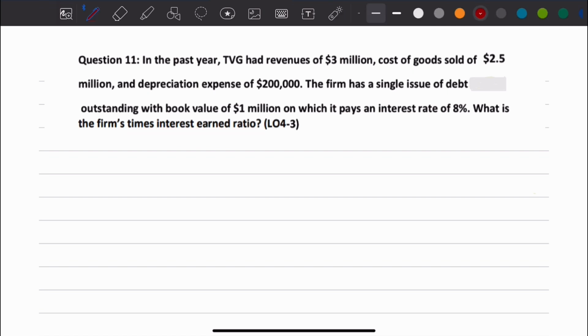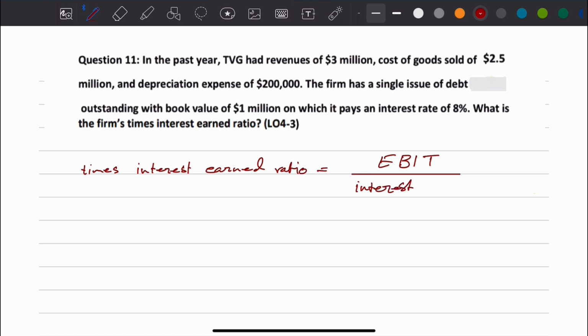Now, here the question wants us to find one specific ratio, which is times interest earned. So let's read the formula for this particular ratio. Times interest earned ratio equals earnings before interest and tax, EBIT, divided by interest payments. Okay, so that's the formula. That means in order to calculate this ratio, we need two components. We need EBIT and we need the interest payments.